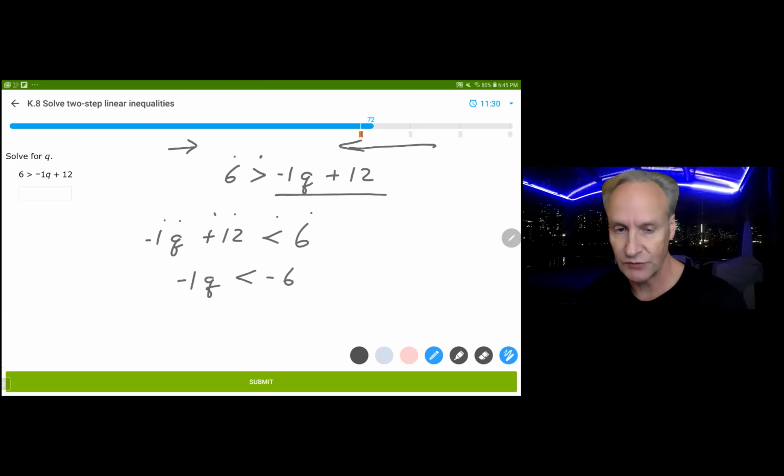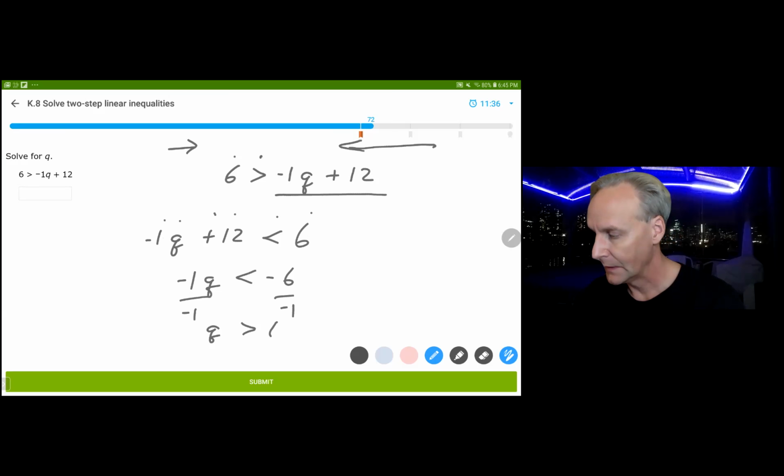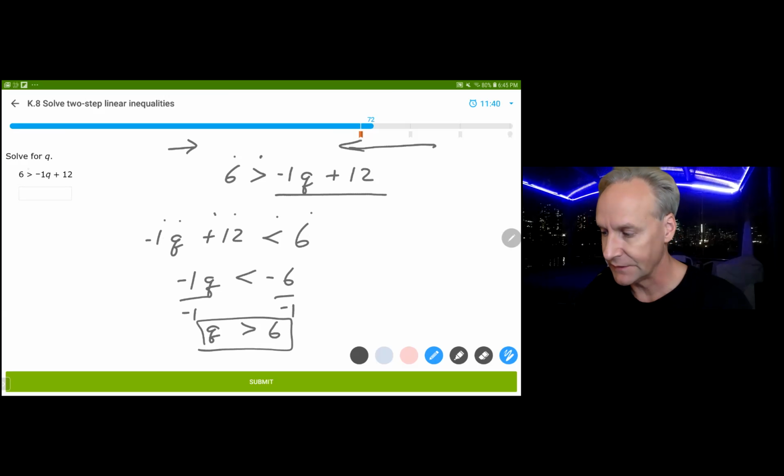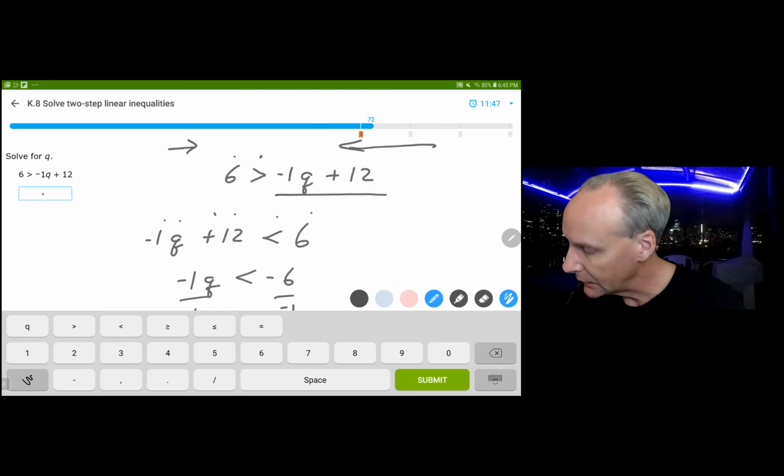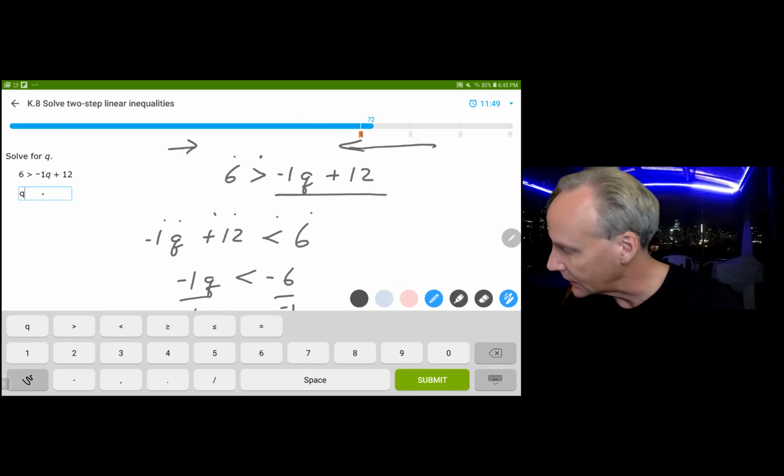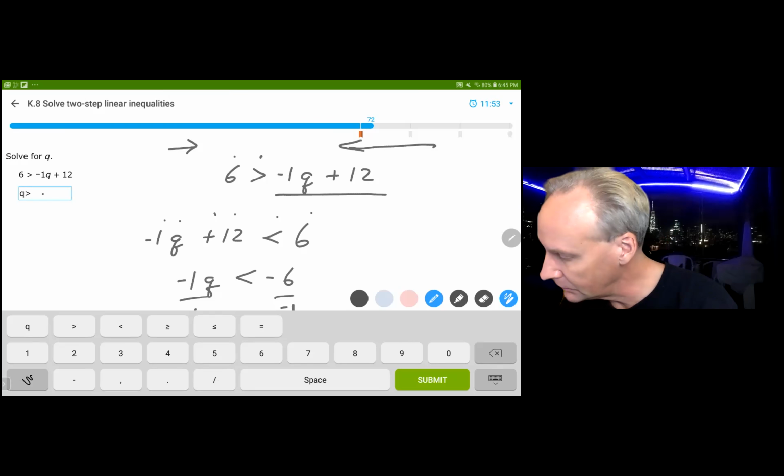Again, I just subtracted 12 from both sides. I'm going to divide by negative 1, and that's going to change my sign. And I'm going to get q is greater than 6. Notice that it was a lot easier to just simply add q and subtract the 6 from both sides. I get q is greater than 6, I believe. And yeah, that's what I get.